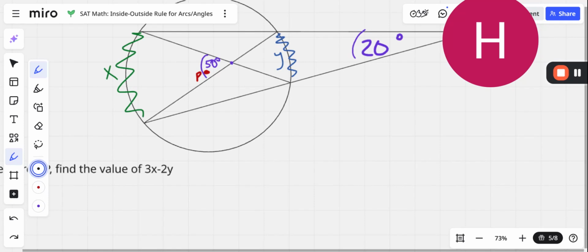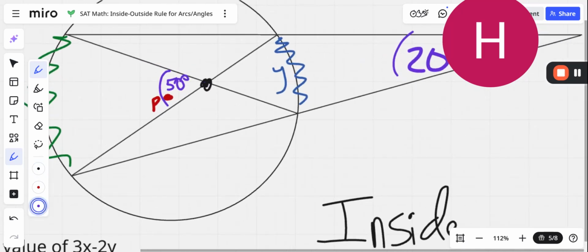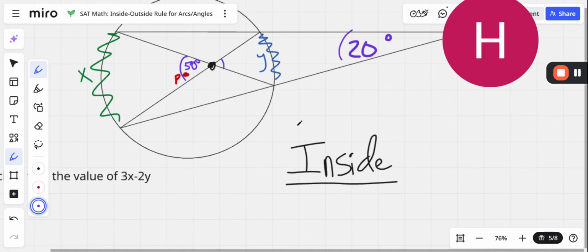What do I mean by inside-outside rule? Well, the inside rule is referring to the vertex of an angle which is inside the circle. It's almost as if that word inside is very telling. Yes, it is. That means we're talking about this angle here, and you'll notice that this one, because of the vertical angles theorem, is also 50 degrees. Not really necessary for us, but it is true that it's 50 degrees.